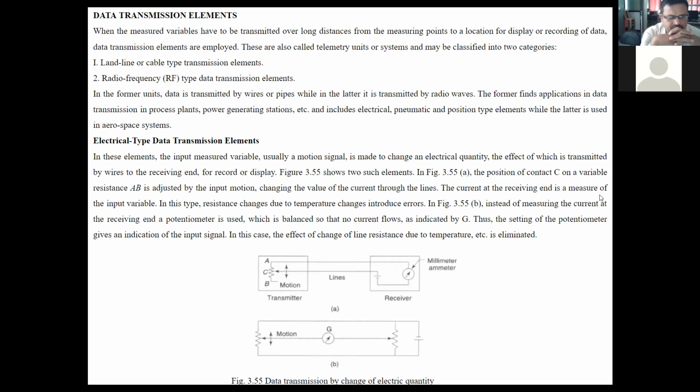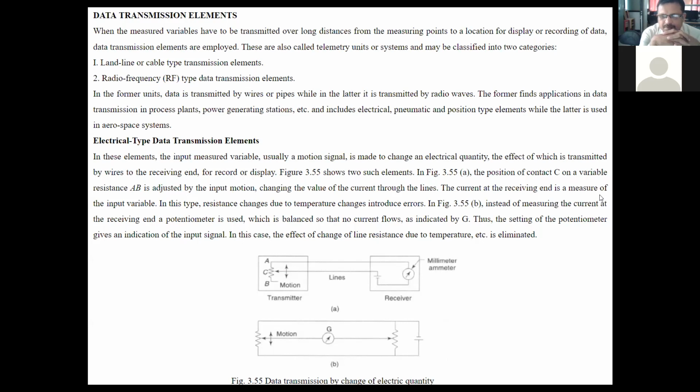Now, the first data transmission element we will see is the electrical type data transmission element. In these elements, the input measured variable, usually a motion signal, is made to change an electrical quantity, the effect of which is transmitted by wires to the receiving end for record or display. Figure 3.55 shows two such elements.